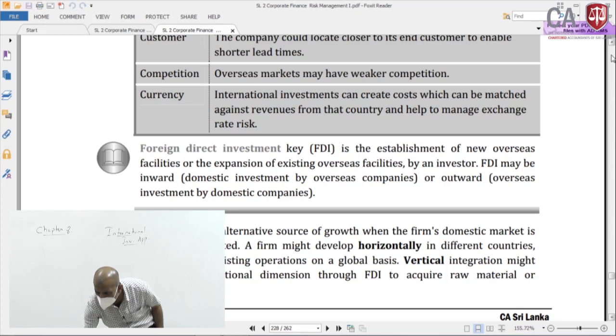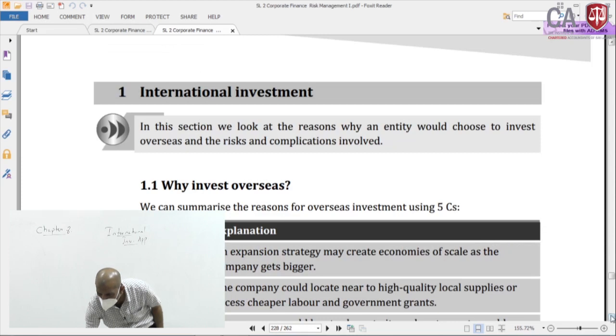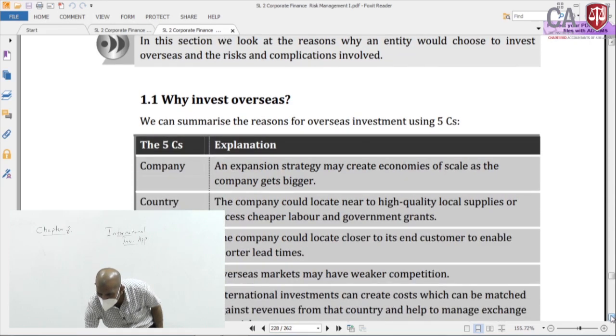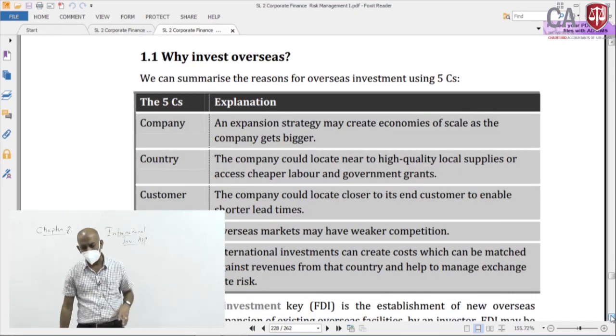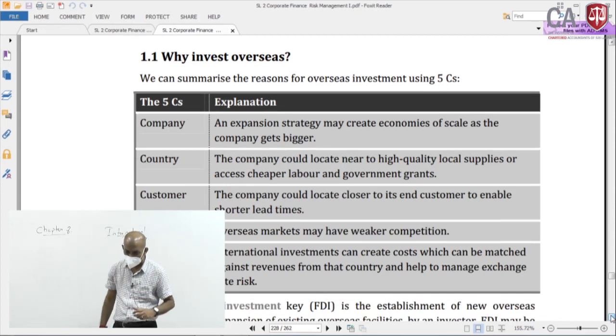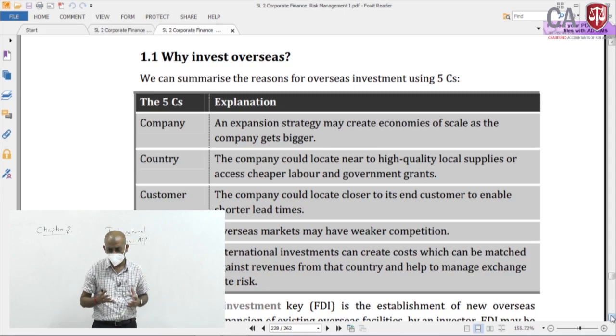you can see that generally when you say international investments, why invest overseas? Why does a company go for overseas investments? There are 5 C's, given in the table. These are the reasons you would be moving out of Sri Lanka or any part of the world. When you are in your domestic country, you move to another country for business.